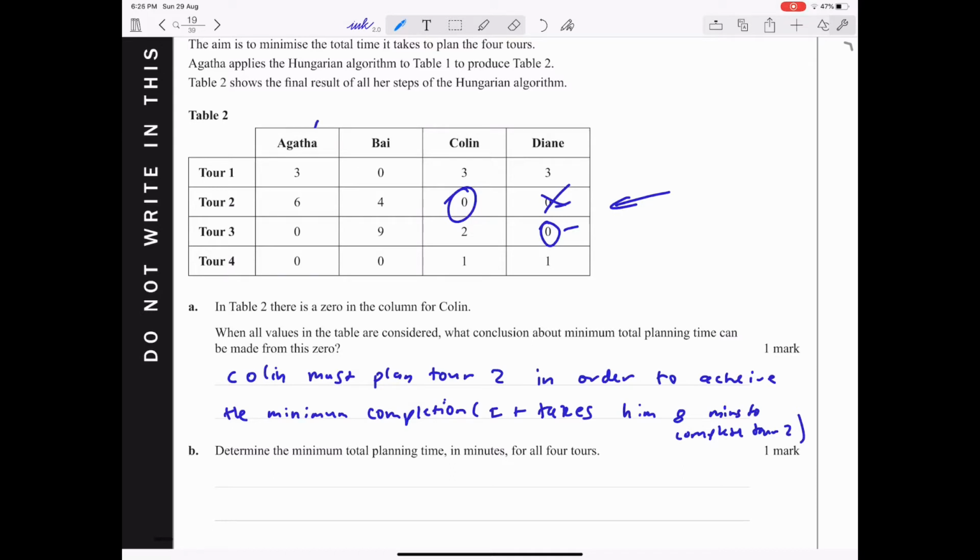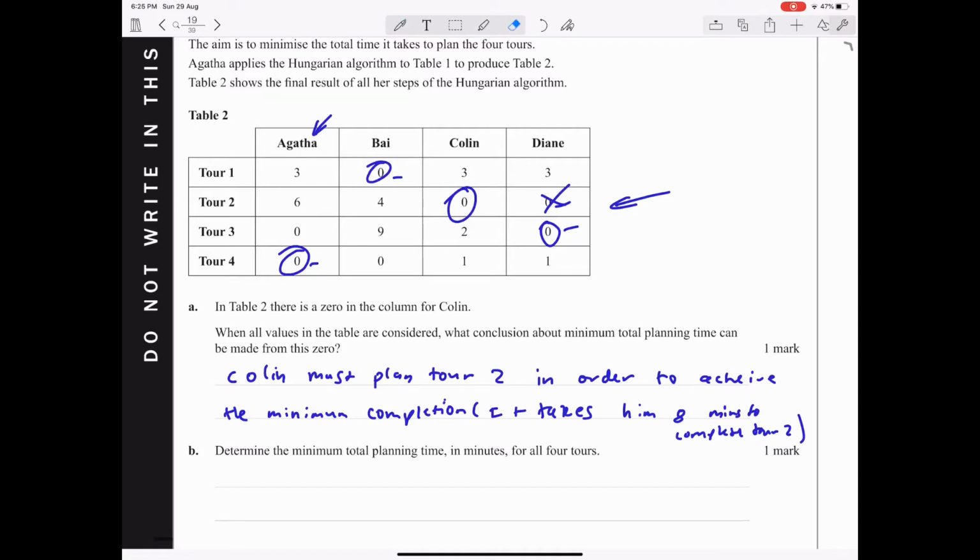Now, if we go to Agatha, we know that she can complete either tour 3 or tour 4, but we know Diane is completing tour 3, so therefore we know she'll complete tour 4 then. And then Bai can either complete tour 1 or tour 4, but we know that Agatha is completing tour 4, so therefore Bai is going to complete tour 1.